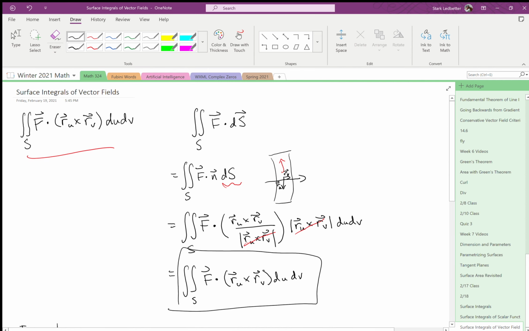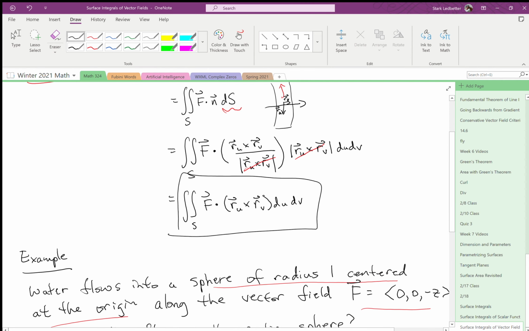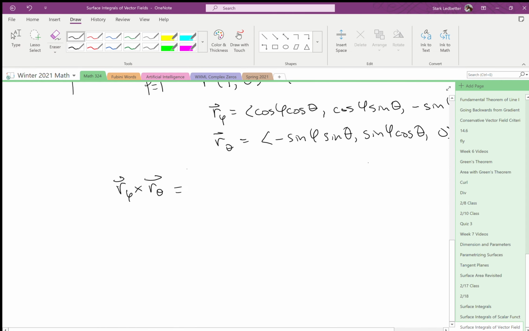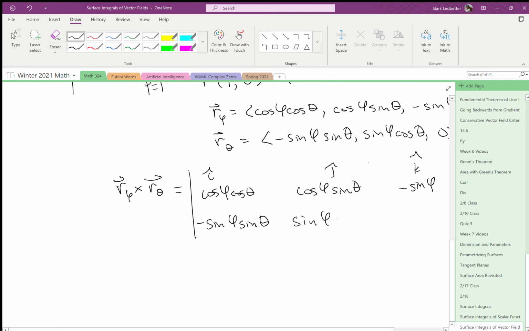So flux is just everything we did up here. So we're figuring out this. Now u and v are phi and theta, so we're just calculating this cross product right now. All right, so we've got i, j, k, and write down everything we just wrote down. Sine phi cosine theta, sine phi sine theta, cosine phi, then minus sine phi sine theta, sine phi cosine theta, and 0.